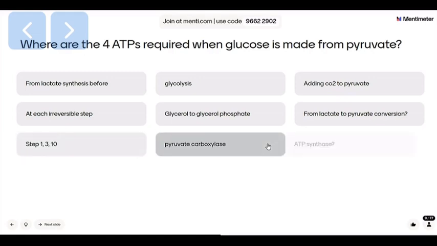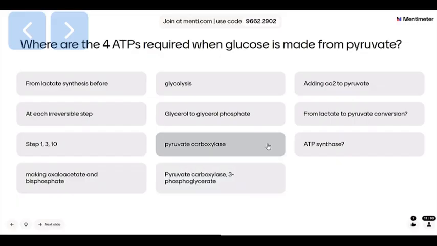All right, so we've got a couple correct answers and a couple, okay, ATP synthase, yeah, they probably did originally come from ATP synthase at some point, but within the pathway, when you're starting from pyruvate in order to generate glucose, where are those ATPs coming from?